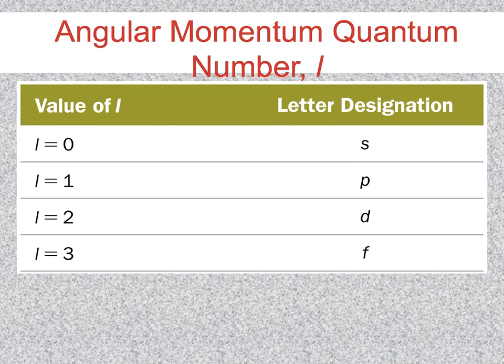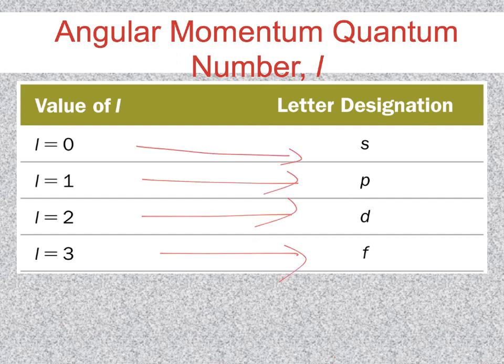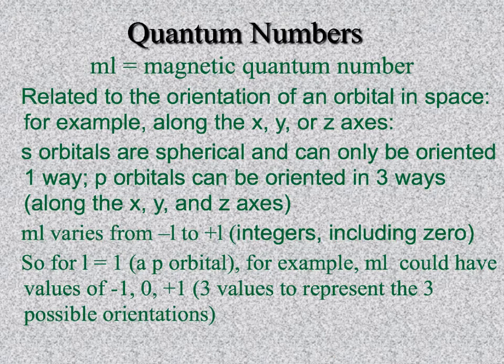And here's just a simple table diagram showing that. So make sure you commit these to memory, okay? Values of L and what type of orbital they correspond with. All right, onward to our third quantum number.